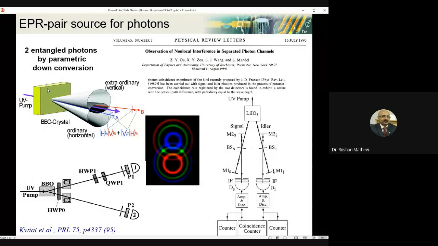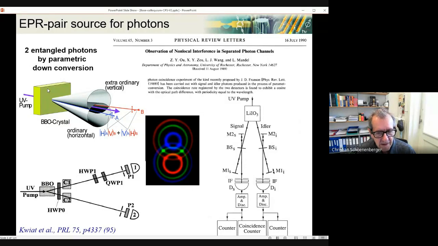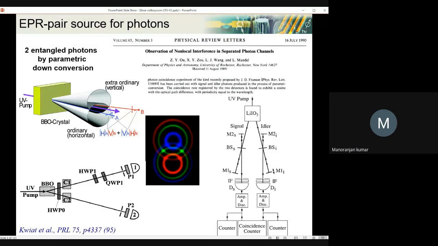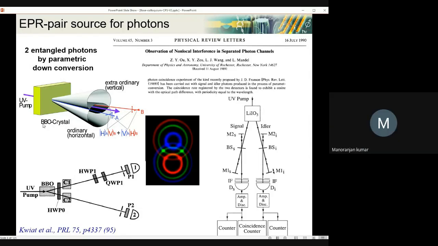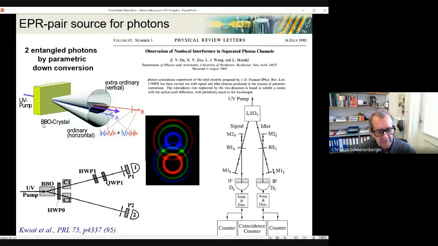Can you hear me? Is somebody speaking? Okay, there on the top left, you see a crystal, which is named BBO. What is used here is a nonlinear process where a high-frequency photon, usually one photon, is used to generate two entangled photons at lower energy. They are polarization entangled. This is one way to generate entangled photon pairs.